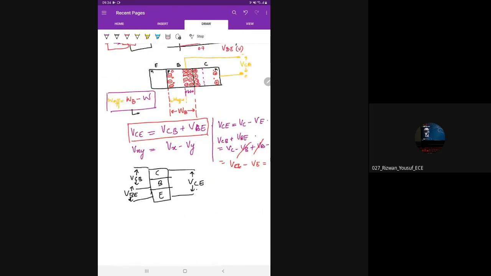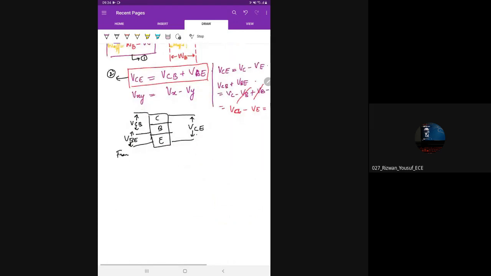Now see, from this equation, we have two equations here. One is equation 1 and another is equation 2, for example. From equation 2, we observe that if we increase VCE, now see, in equation 2, VBE is constant. VBE cannot be changed because VBE is always constant in a transistor.